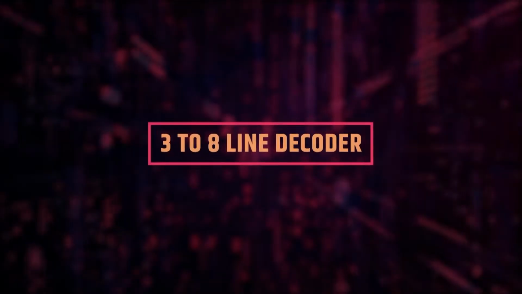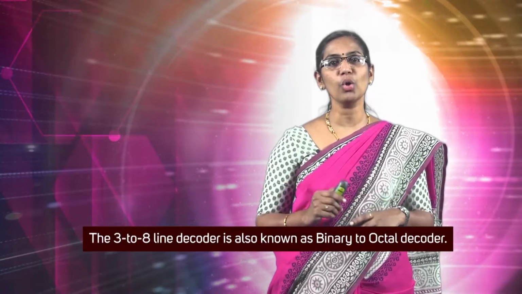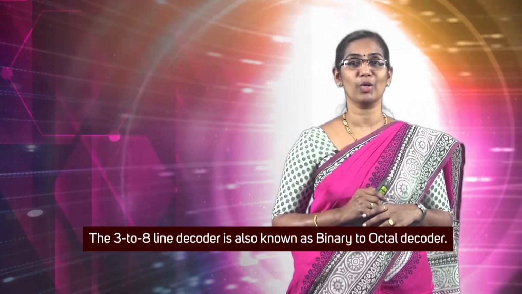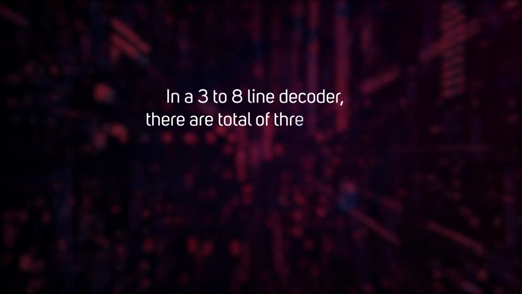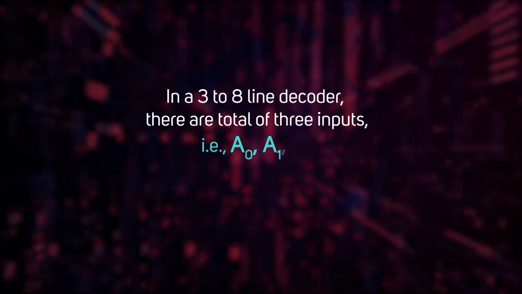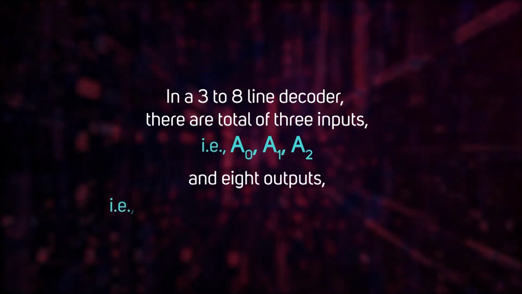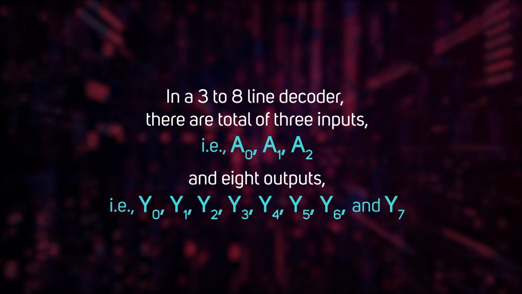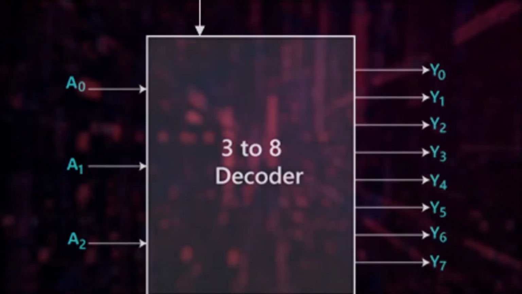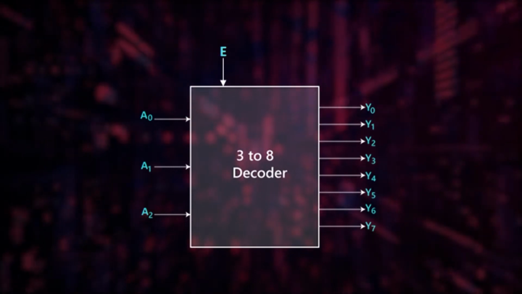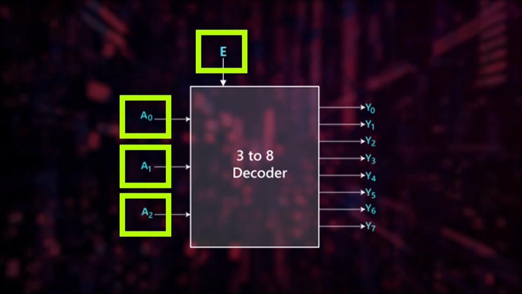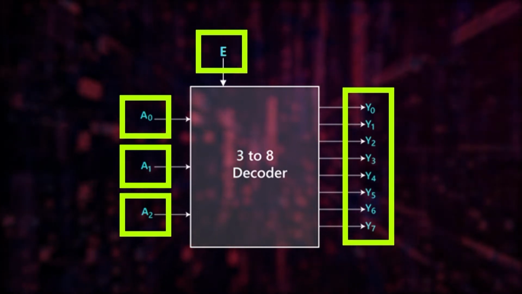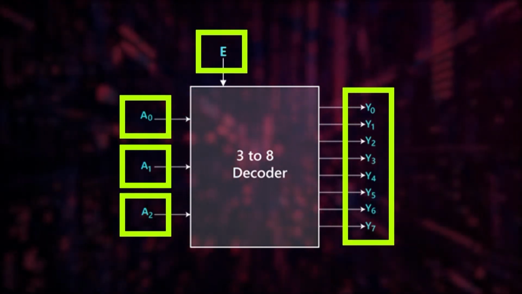Next, let us design a 3 to 8 line decoder. This circuit, the 3 to 8 line decoder, is also known as binary to octal decoder. In a 3 to 8 line decoder, there are a total of 3 inputs A0, A1, A2 and 8 outputs Y0, Y1, Y2, Y3, Y4, Y5, Y6 and Y7. Let us implement it using the enable signal. We draw the block diagram now. Draw 3 inputs A0, A1 and A2, then the enable signal and 8 output lines. This is the block diagram of a 3 to 8 line decoder.